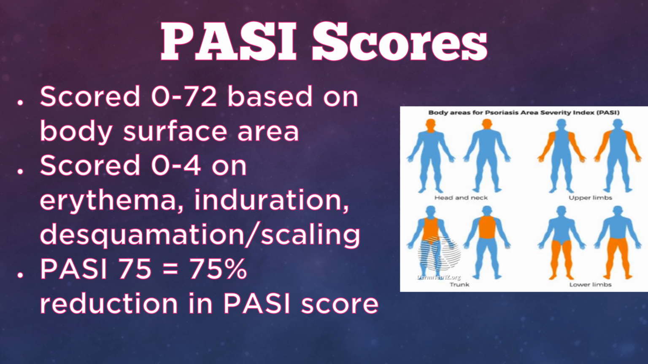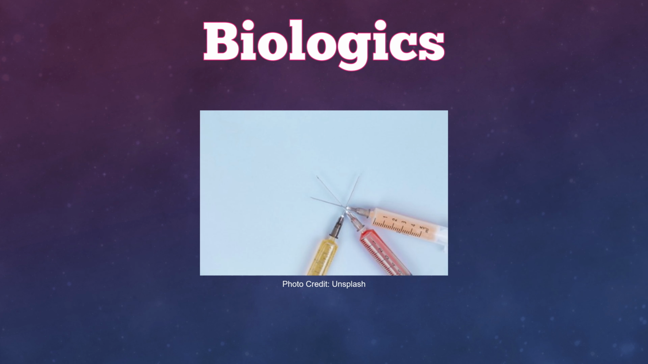In layman's terms, a PASI 75 means the patient's skin is 75% better than when you started treatment. All right, biologic time. We could spend an entire episode going over just one of these drugs, so we'll hit the highlights and maybe dedicate a full episode to them down the line.